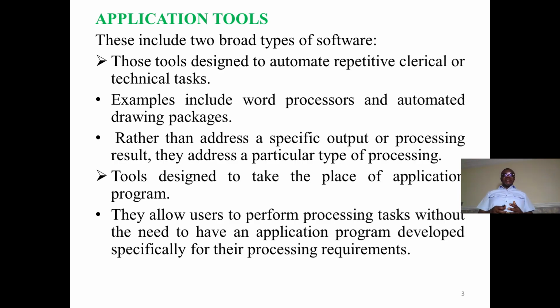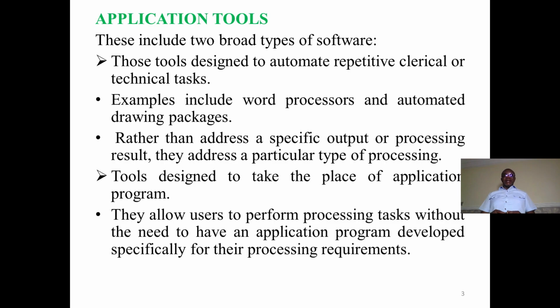Say that these application tools include 2 broad types of software. One, those tools designed to automate repetitive, clerical, or technical tasks. Examples include word processors and automated drawing scales. Rather than address a specific output or processing result, they address a particular type of processing.